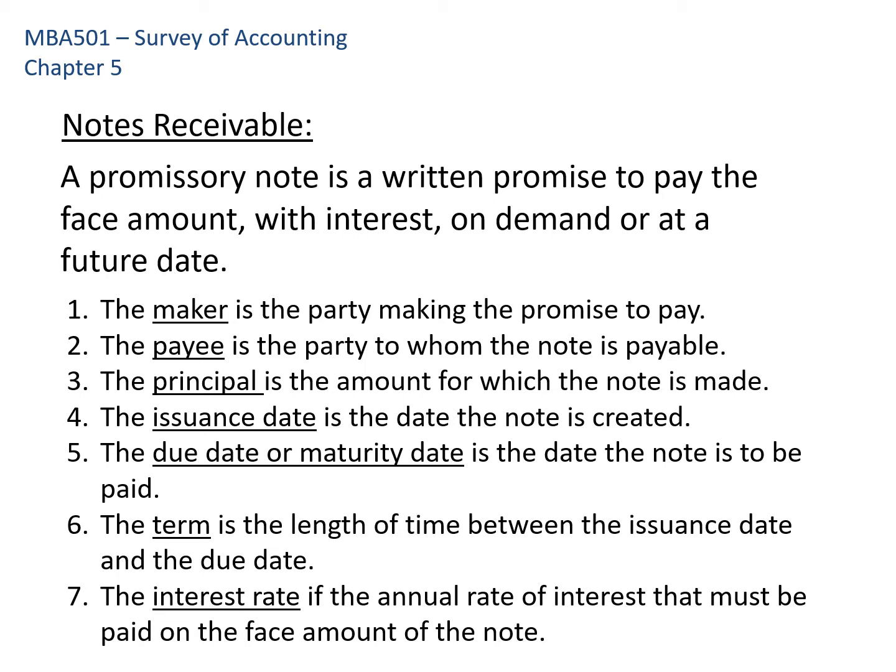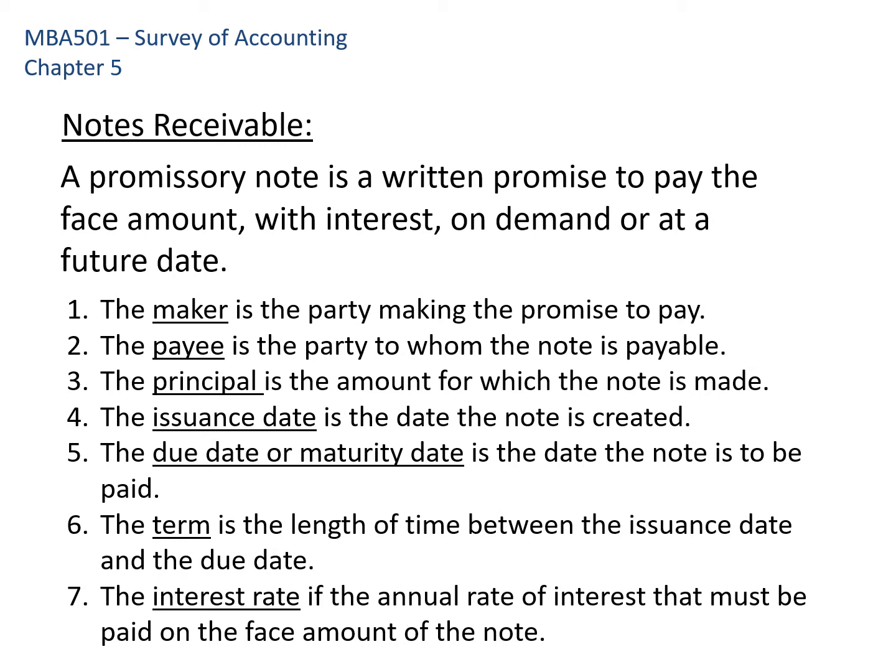So in terms of notes receivable, some terminology is worth talking about here. First of all, a maker is the party that makes the promise to pay. So if you go into a car dealership and you sign a promissory note, technically you're the maker of that note, even though you don't make it yourself or bring it with you. They provide it, but you're making the note. The payee is the party to whom the note's payable. So in that case, the car dealership or the finance company is the payee. They're the ones that are going to get the money.